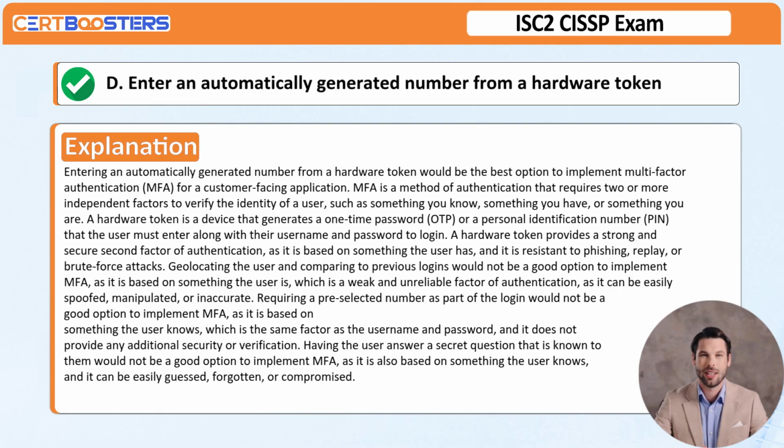Requiring a pre-selected number as part of the login would not be a good option to implement MFA, as it is based on something the user knows, which is the same factor as the username and password, and it does not provide any additional security or verification. Having the user answer a secret question that is known to them would not be a good option to implement MFA, as it is also based on something the user knows, and it can be easily guessed, forgotten, or compromised.